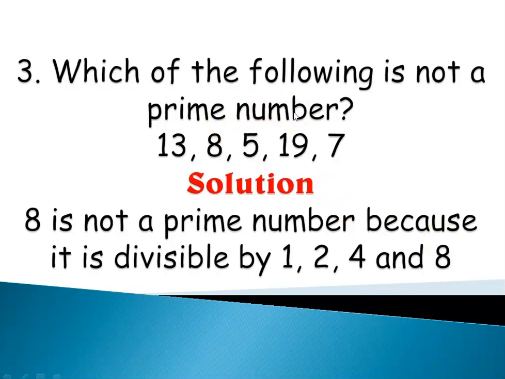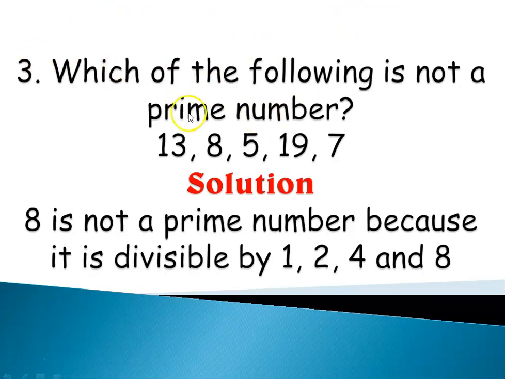Question 3 says, which of the following is not a prime number? I hope you still remember a prime number. A prime number is a number that can be divided by 1 and itself only. So our prime numbers are actually 2, 3, 5, 7. Is that taken? Alright. So which of the following is not a prime number?